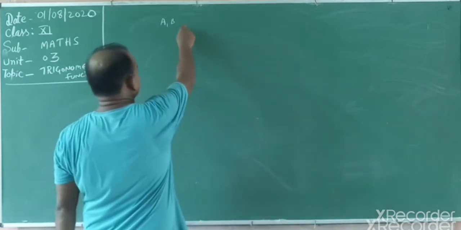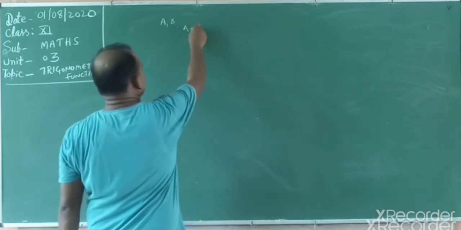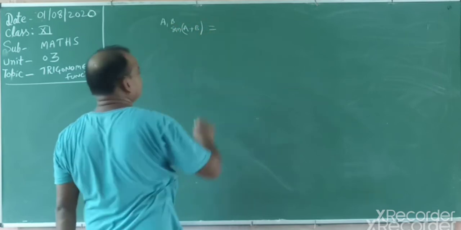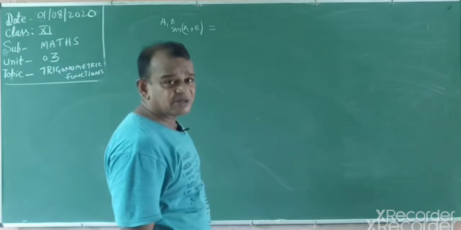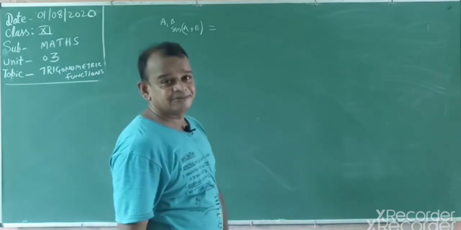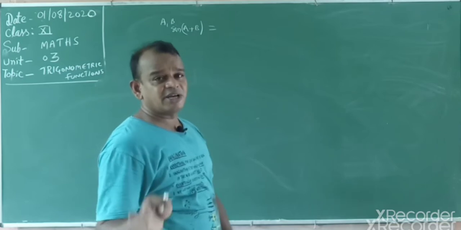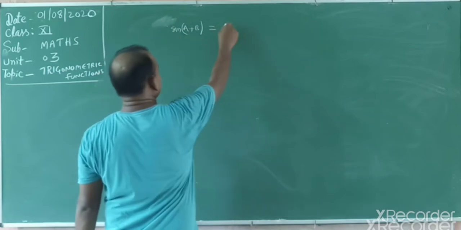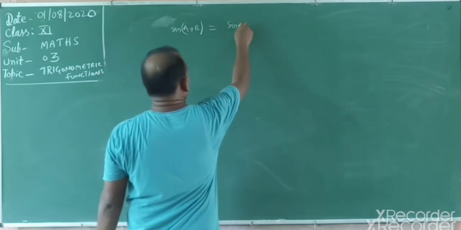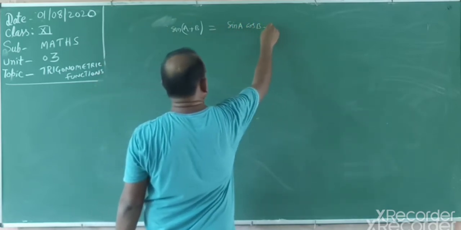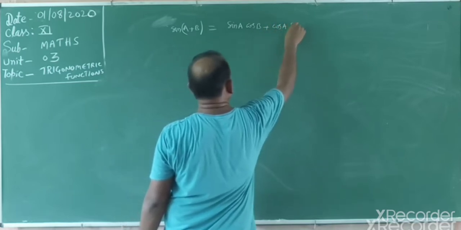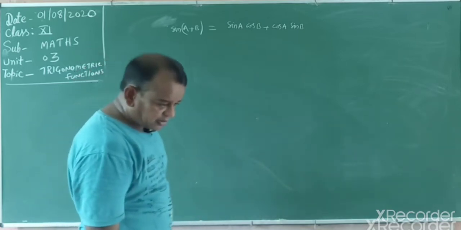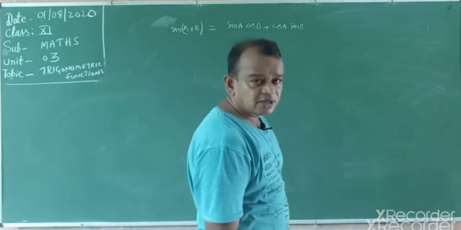Now, suppose A plus B. Now we apply the sine. Sine of A plus B is equal to, do you know the formula? Is sine of A plus B equal to sine A plus sine B? No. Sine of A plus B is not equal to sine A plus sine B. Now, what is the formula for sine of A plus B? Sine of A plus B is equal to sin A cos B plus cos A sin B. Remember the sin of A plus B formula once again: sin A cos B plus cos A sin B.